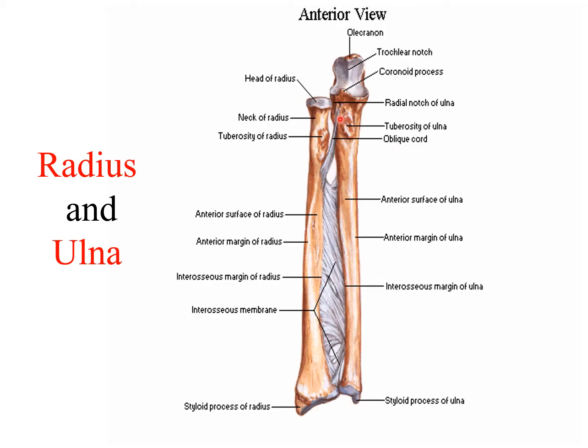Radius and ulna: as we have said, this is the lateral bone and this is the medial bone, and in between them they are connected by a membrane known as the interosseous membrane. So this membrane is not only providing connection between the two bones but also separating the anterior compartment from the posterior compartment, and it also gives attachment to the muscles of the anterior and posterior compartments of the forearm.